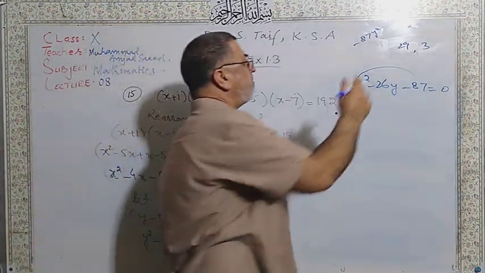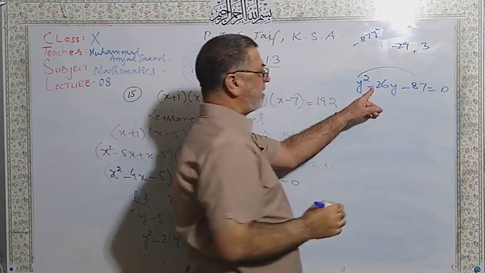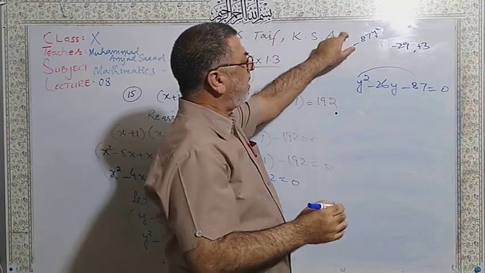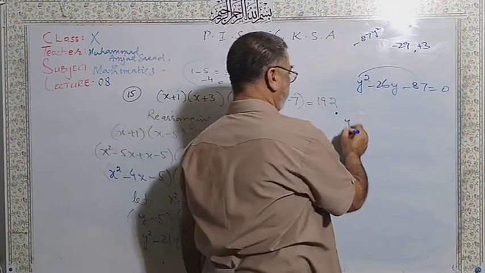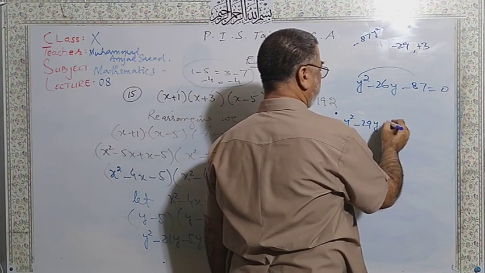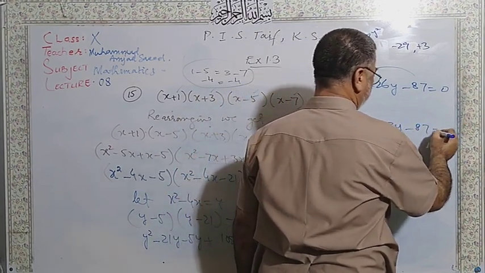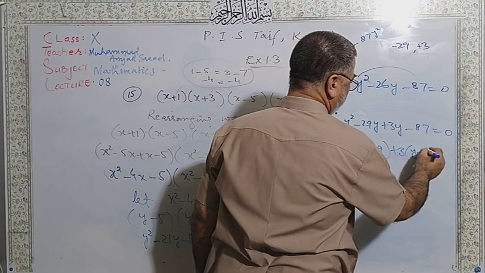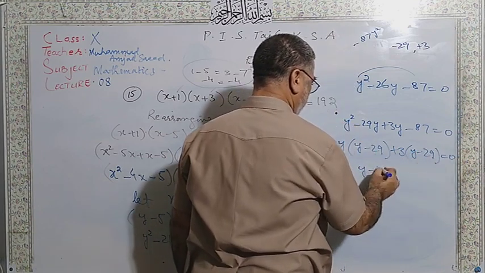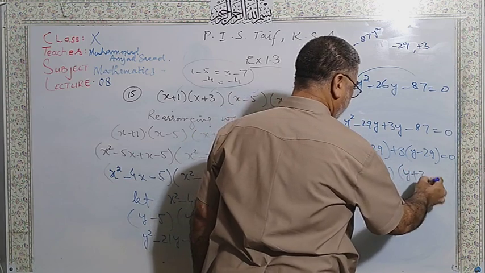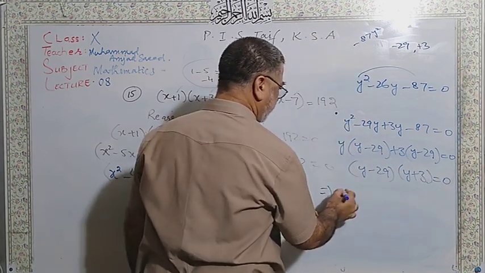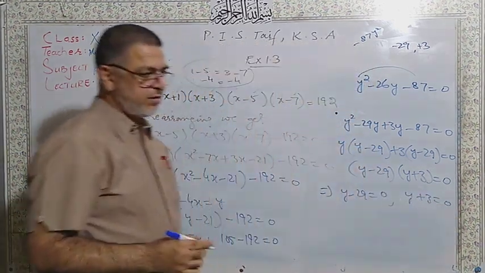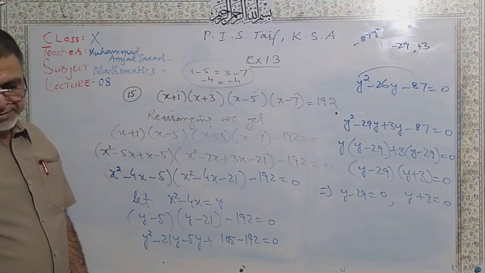Remember that the bigger component will have the negative sign, and the other sign will be positive because plus times minus gives minus after multiplying. So y square minus 29y plus 3y minus 87 is equal to 0. y common: y minus 29, 3 common: y minus 29, is equal to 0. (y minus 29)(y plus 3) is equal to 0. Implies that y minus 29 is equal to 0, y plus 3 is equal to 0. You got this equation in terms of y.